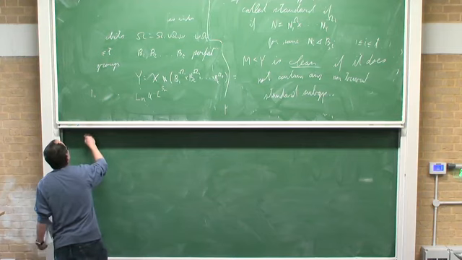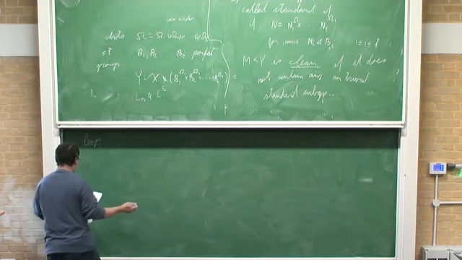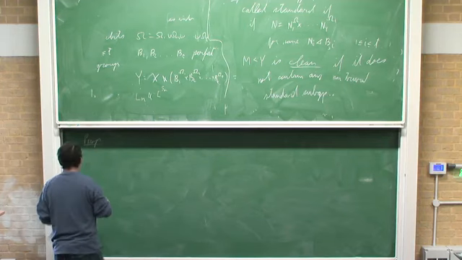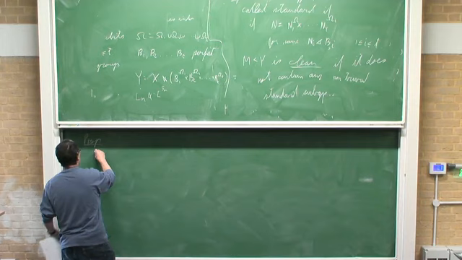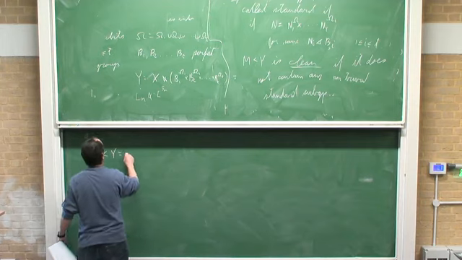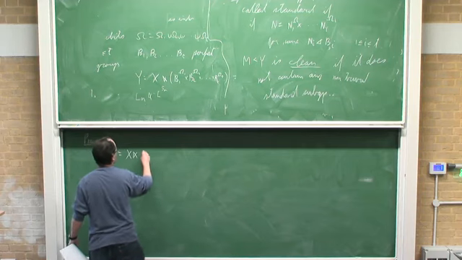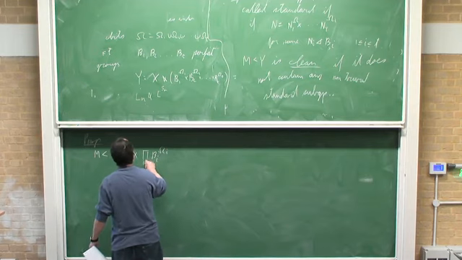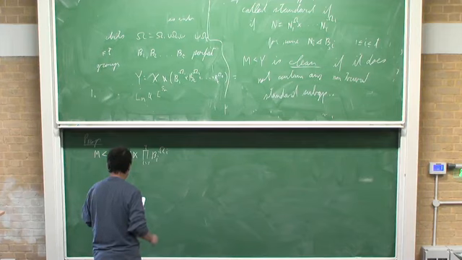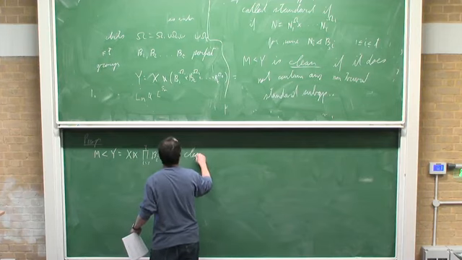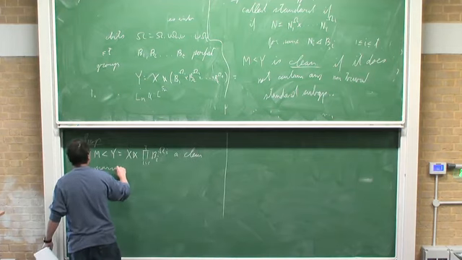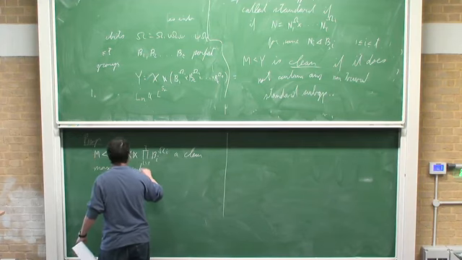Okay, so here's the proposition. I apologize in advance. We're in the setup described above, and we have M inside Y, where Y is X semi-direct product of the B_i to the omega_i, for i from 1 to t. Suppose M is a clean maximal subgroup.